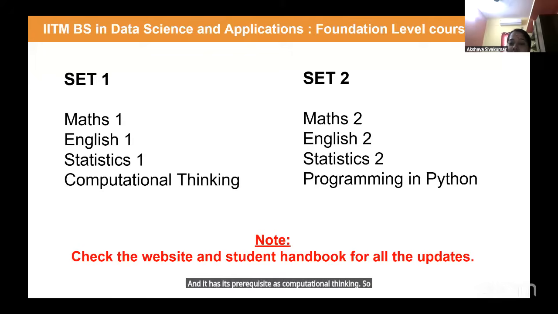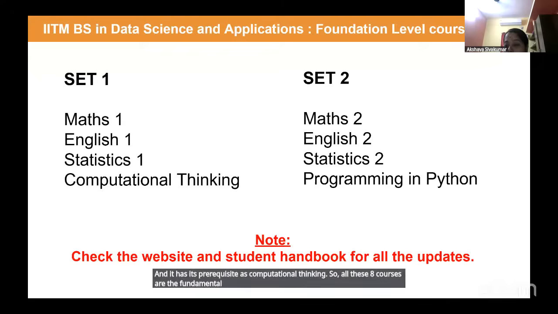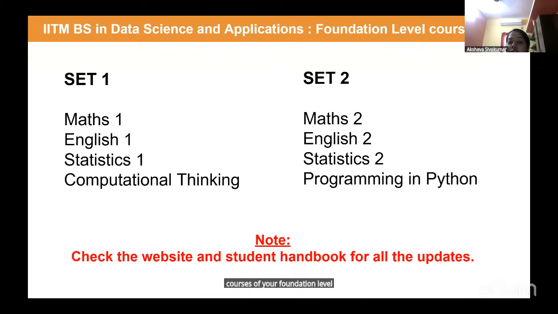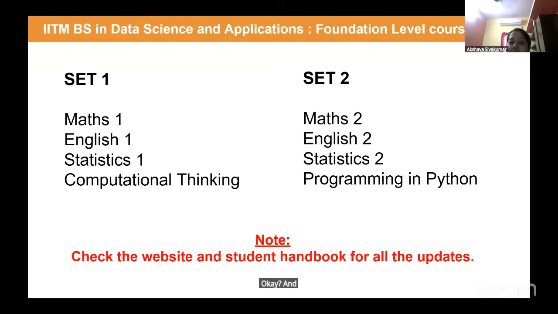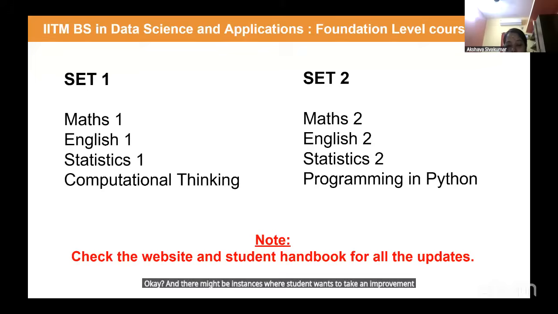So all these 8 courses are the fundamental courses of your foundation level. In order to move to the diploma level, the student has to have completed all these 8 courses, and only then will he or she be permitted to enter the diploma level. And there might be instances where a student wants to take an improvement, which will be discussed in the later slides.